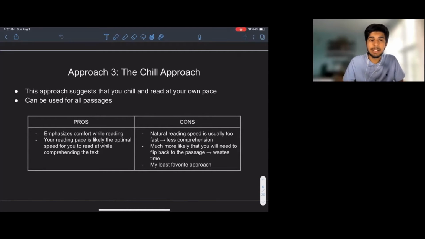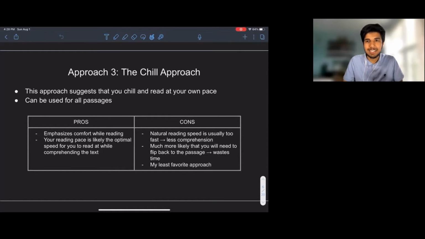Secondly, your reading pace has already been established since childhood. You've been reading since you were very young, and you've been reading pretty much every single day of your life since then, whether that be in books or on the internet. And so this is likely the optimal speed that you can read at while still comprehending the information.